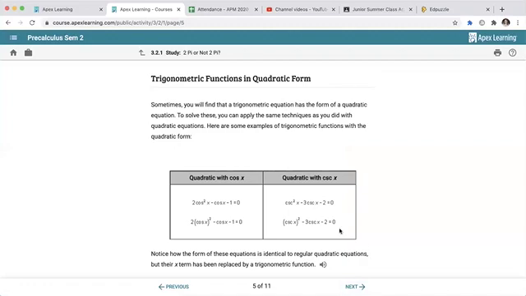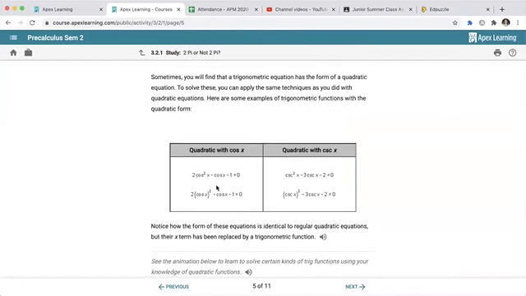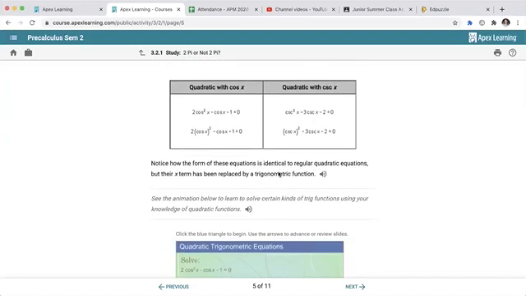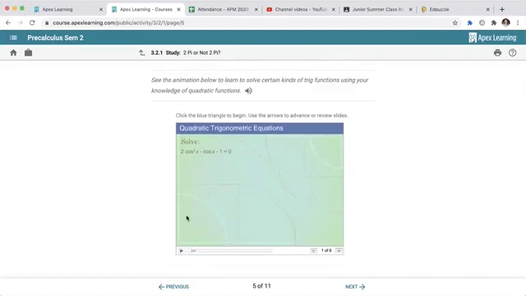And then if we're dealing with cosine of x, we can look at it in this quadratic form here. And when we look at cosecant, we can notice that they are looking like quadratic equations. So what we can do is treat them similar to quadratics. When we look at these equations, we can examine them and think of it, like I said, like a quadratic.